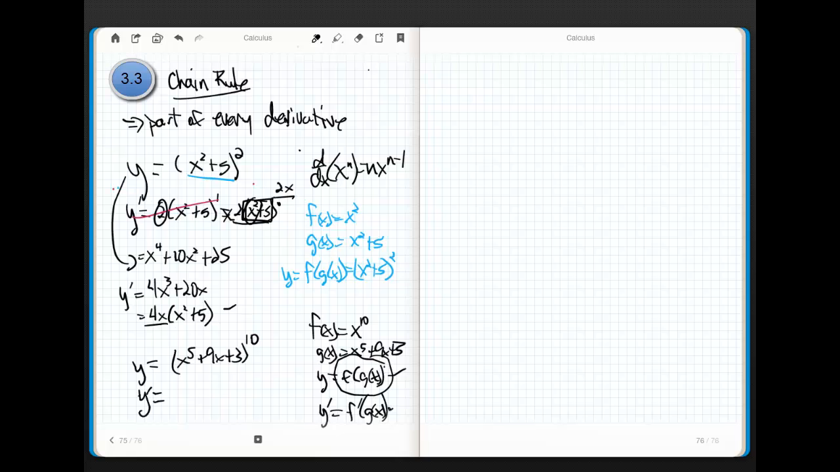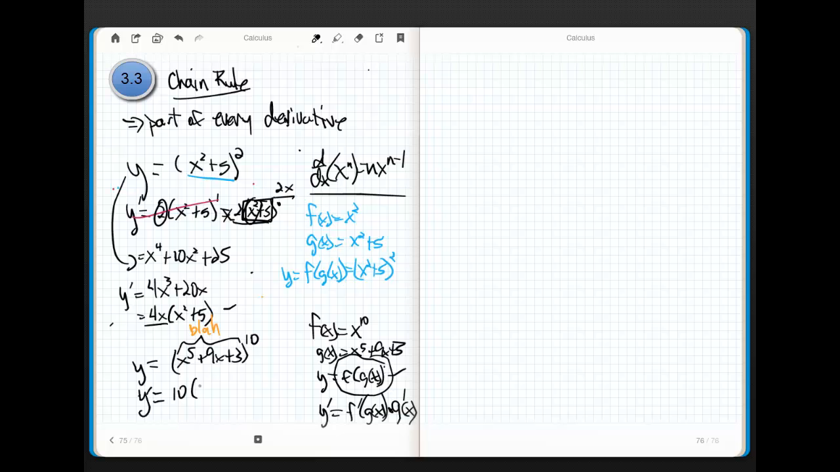But then I respect the fact that it's a composition, and I take g prime of x. So let me show you how this plays out. In my brain, and I'm going to drive you guys nuts with this, but that's part of my job, I think of this as being a blah to the 10th. And the derivative of blah to the 10th is just 10 blah to the 9th, according to this rule. 10 blah to the 9th.